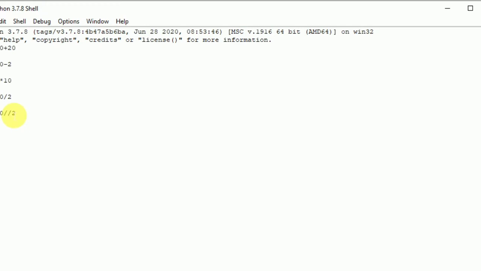So this is the difference between division and floor division. Division gives us the float value and floor division gives us the integer value. 10 modulus 2 gives us 0 and 10 power of 2 is 100. So these are all some real-time environment examples of arithmetic operators.